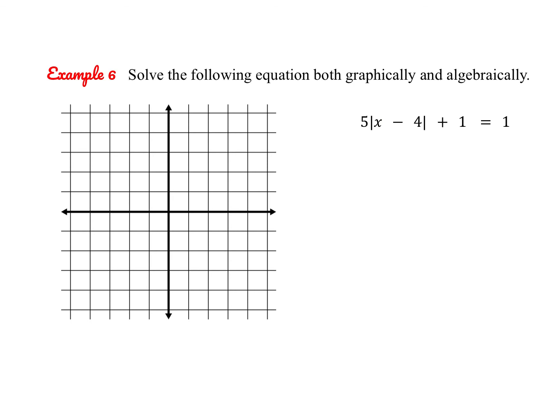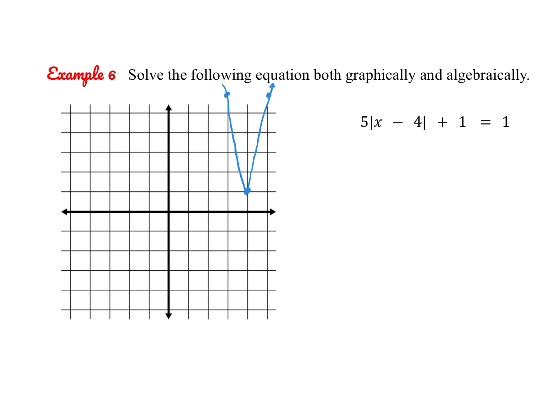Okay, let's try another one together here. So let's start by solving this graphically. So let's graph the left side of our equation. This has a vertex at 4, 1. And it has a slope of 5 going to the right. Goes a little off our graph, but that's okay. And -5 going to the left. So it looks something like this.